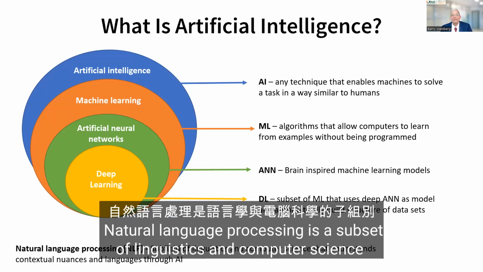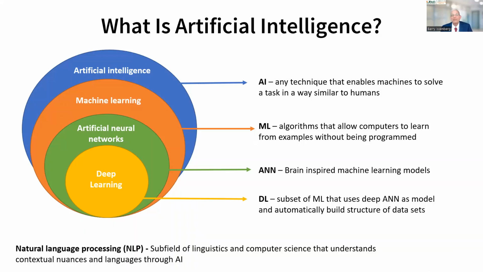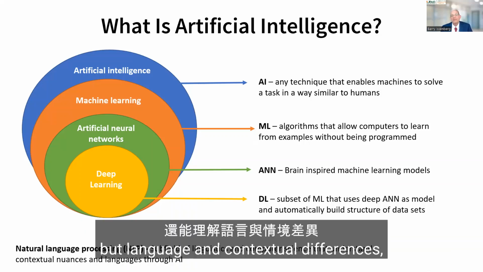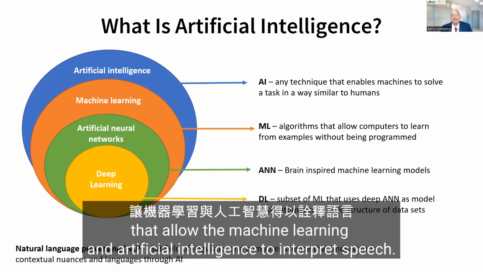Natural language processing is a subset of linguistics and computer science that is able to understand not only numerical data, but language and contextual differences, contextual similarities, and contextual frameworks that allow machine learning and artificial intelligence to interpret speech.